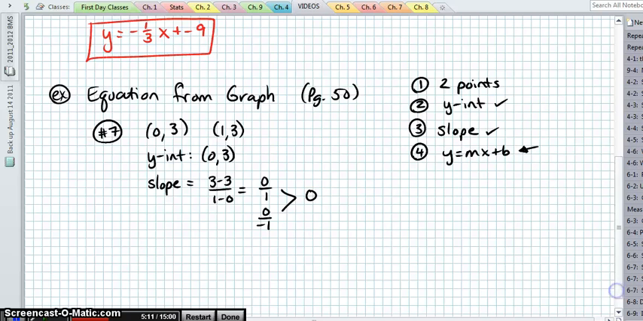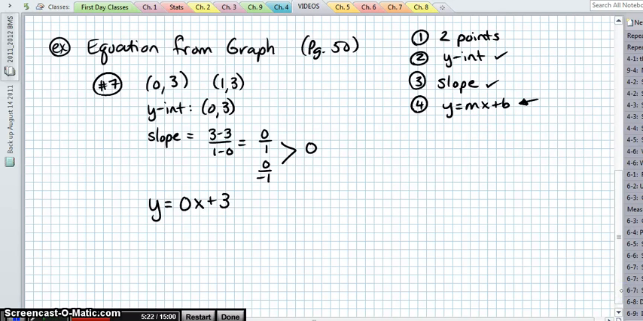Either way, these both give you a slope of 0. So when you write your equation, it will look something like this to start with. y equals 0x plus 3. Now this is not simplified. What is 0 times x? That's 0. So essentially we are going to simplify this down to just y equals 3. Again, it's special, but we can use these steps, go through them, and come up with an equation to this line.